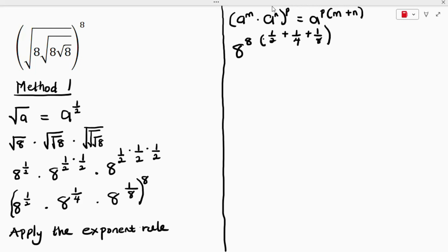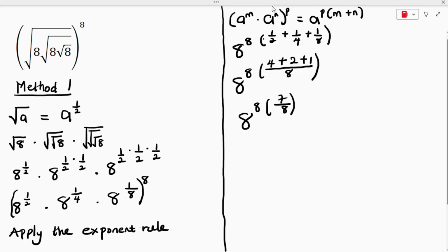Next is to take the LCM of the powers. Now the LCM of 2, 4 and 8 will give us 8. 8 divided by 2 is 4, 4 times 1 is 4, plus 8 divided by 4 is 2, 2 times 1 is 2, plus 8 divided by 8 is 1, 1 times 1 is 1. And this will give us 8 raised to the power of 4 plus 2 is 6, 6 plus 1 is 7, over the LCM 8.